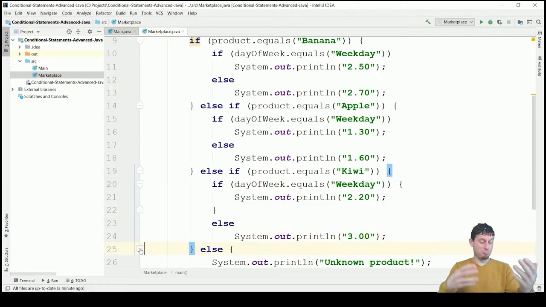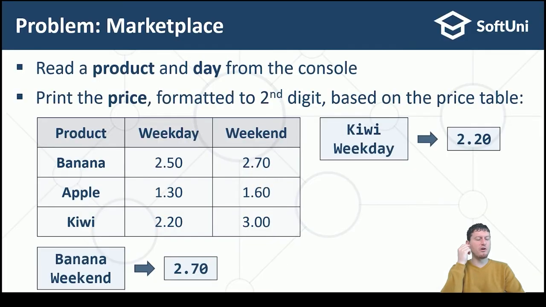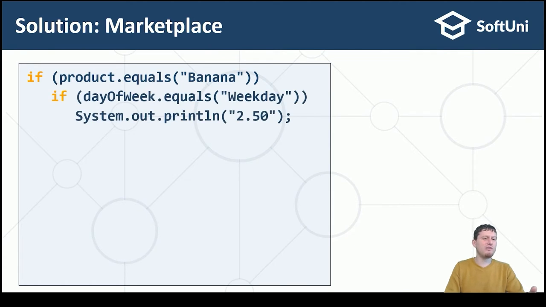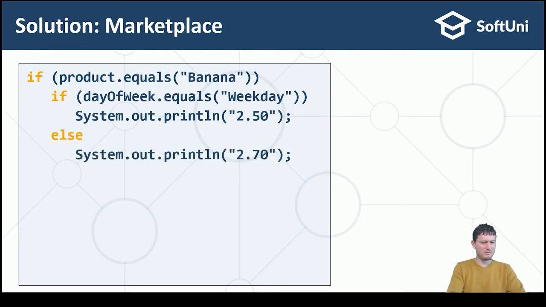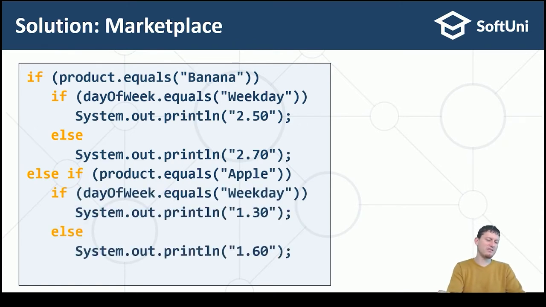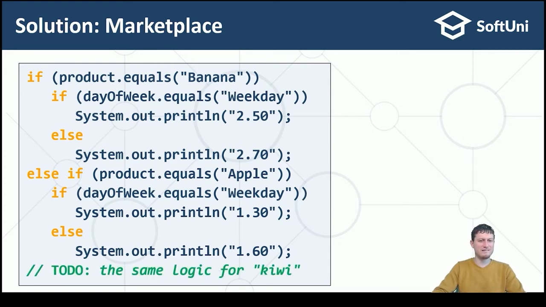Okay, so this is how marketplace could be solved, and this is the solution I had in mind before the start of my lesson. If the day of week is weekday, for banana it is 2.50, otherwise 2.70. If the product is Apple, for weekday I have one price, otherwise I have another price. I do the same for Kiwi, etc.